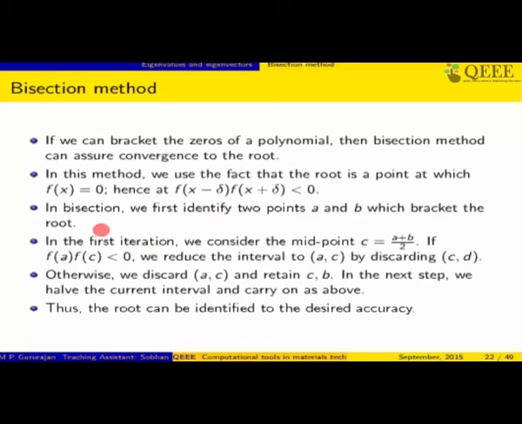Now, bisection. You identify 2 points A and B. You find out whether the root lies between A and (A plus B) by 2, or between (A plus B) by 2 and B, and correspondingly you discard half of the interval. By choosing to discard half of the interval at every step, you reach the root. You can decide to what accuracy, so you can keep on refining your interval to get to the actual solution.